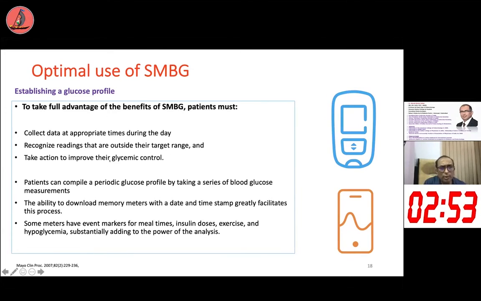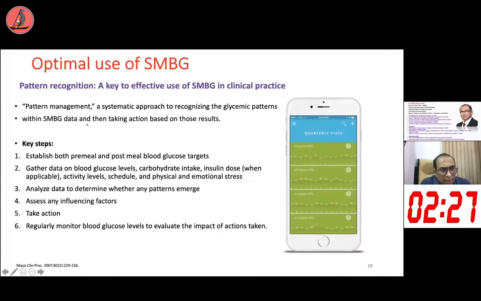This is very important, because only if the patient is doing this is the benefit of SMBG seen. Otherwise, if a patient is just randomly doing SMBG and not taking appropriate action on that, then probably the benefit is not seen. So if you instruct your patients to do SMBG, you need to tell them to record these readings, establish this glucose profile, and then take corrective actions so as to achieve the HbA1c and the better targets that we're looking at.